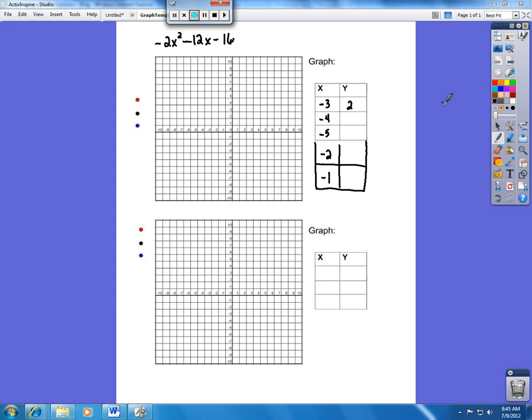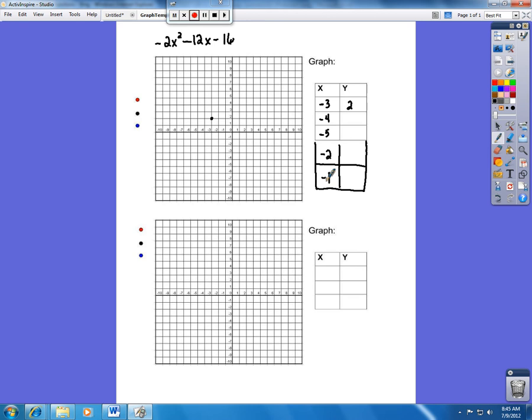Now, from the first part of the problem, we already know one of the points, because clearly the vertex is going to be a point. So I've already written that one in here. And what I recommend is, from whatever your vertex is, specifically the x value, that you go 2 units to the left and 2 units to the right for your other 4 points. So since my vertex is at (-3, 2), I'm going to find what the y values are for x = -4 and -5, as well as -2 and -1. So that's where these values come from.